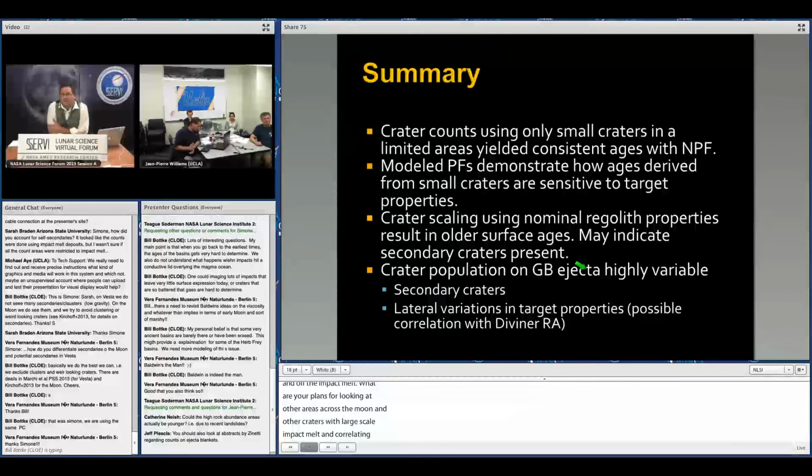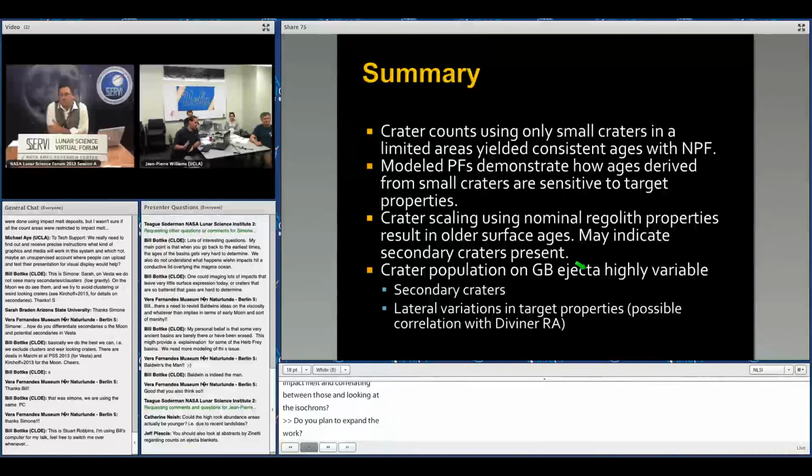Yeah, sure. I think it's definitely worth trying to find other examples of this to see how important this really is and how much of the variation we see on these ejecta blankets is attributable to differences in target properties. But I think the point here is that if you're going to use these small craters, they are sensitive, so it's a possible source of error in these estimations.